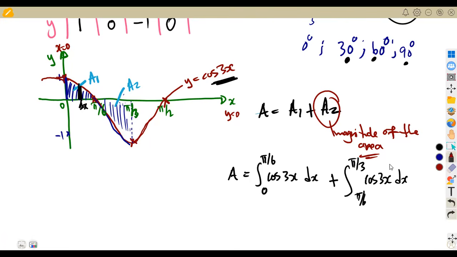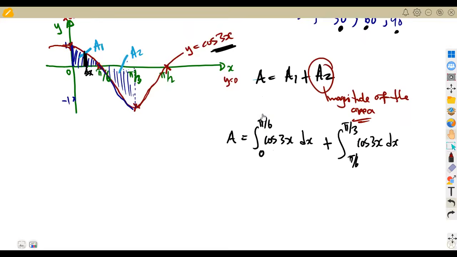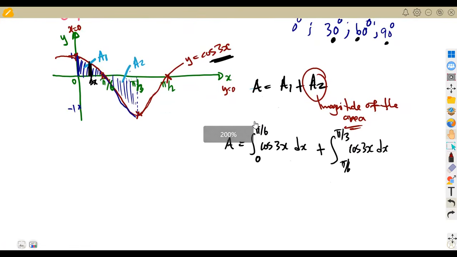So we're supposed to separate them. Any area below the x-axis is negative, and any area above the x-axis is positive. So here you can simply find your area by integrating.